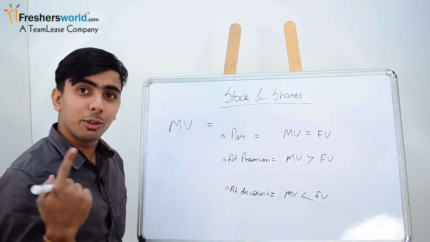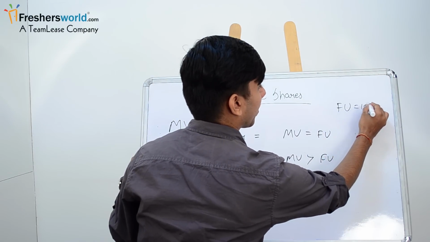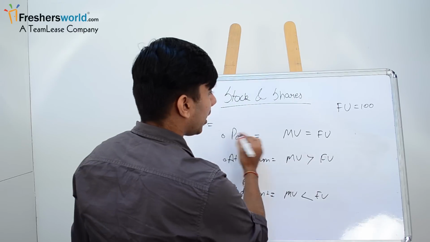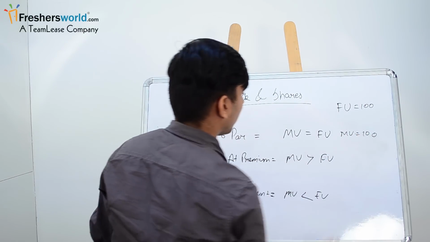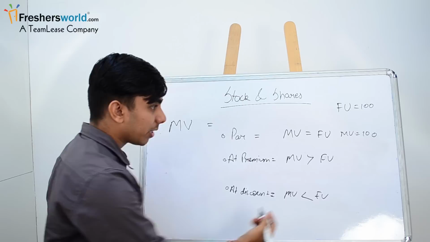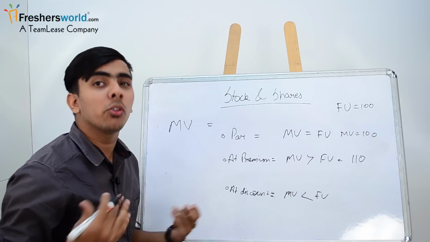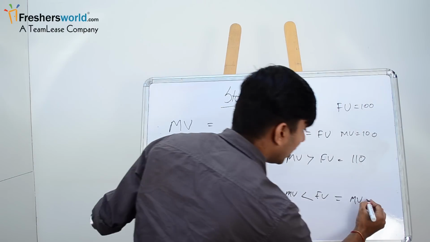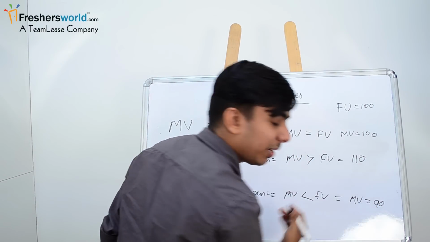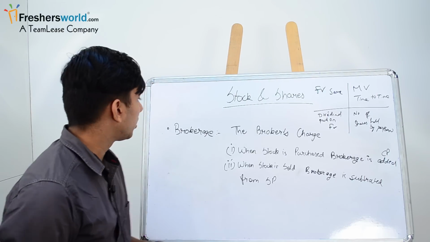Now here I will give you a simple example. Suppose your face value is 100. In par, the market value will also be 100. The second is at premium, it can be 110, 120, more than 100. Then it will be at premium. The third is discount, so here your market value can be 90 per share. Got it?